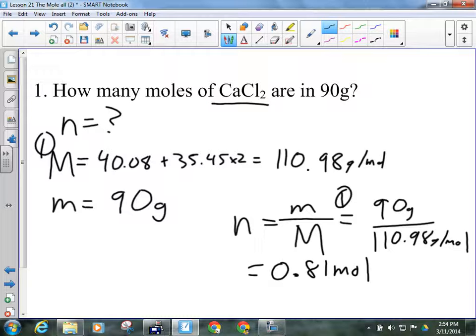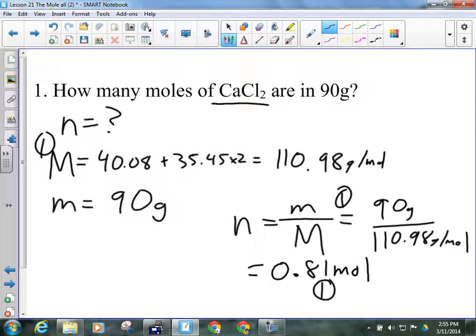And then you'd get a mark for your final answer. So that's a 3-mark question. No reason why we shouldn't be able to do well on a question like that. Now what if you just wrote down 0.81 and you didn't put moles on the end? Would you get it right? No. An answer without units is meaningless and as a result wrong. So you need to make sure you've got units on it.